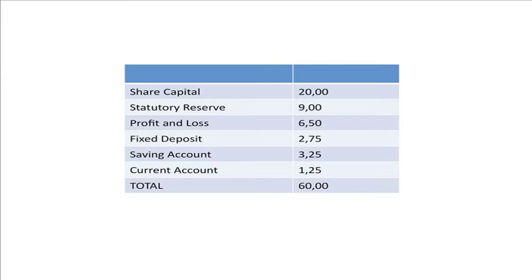Now, these three line items, that is fixed deposit 2 lakh 75,000, savings account 3 lakh 25,000 and current account 1 lakh 25,000, will be part of schedule 3, that is deposits. So, the credit side together is making a total of 60 lakhs.